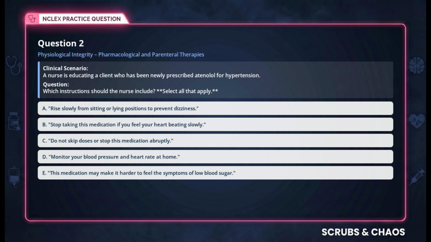Client teaching time. And yes, this is select all that apply. Take a breath. A nurse is educating a client newly prescribed atenolol for hypertension. Which instructions should the nurse include? Select all that apply. A. Rise slowly from sitting or lying to prevent dizziness. B. Stop taking this medication if you feel your heart beating slowly. C. Do not skip doses or stop this medication abruptly. D. Monitor your blood pressure and heart rate at home. E. This medication may make it harder to feel symptoms of low blood sugar.